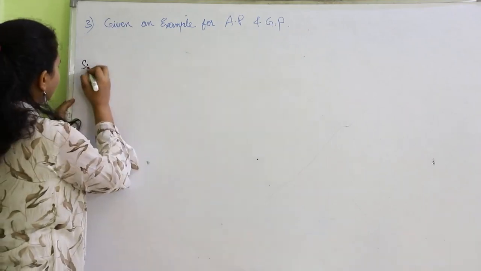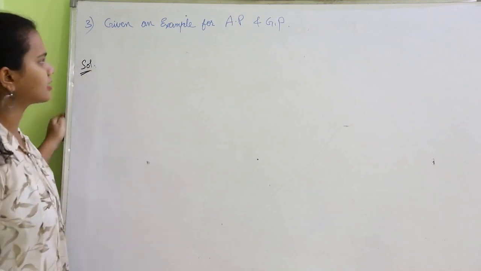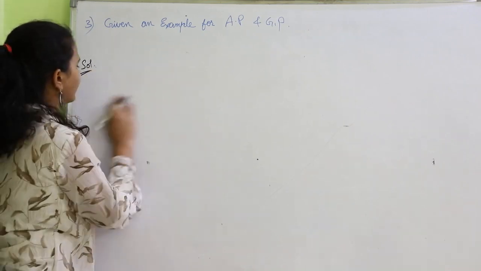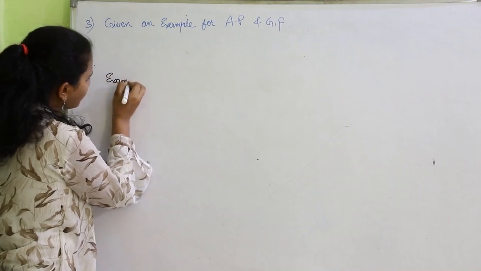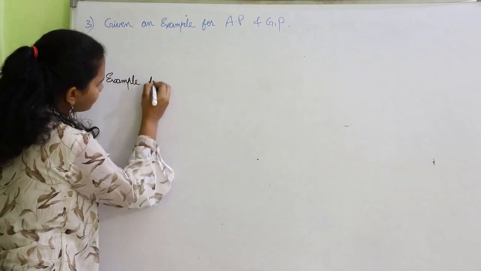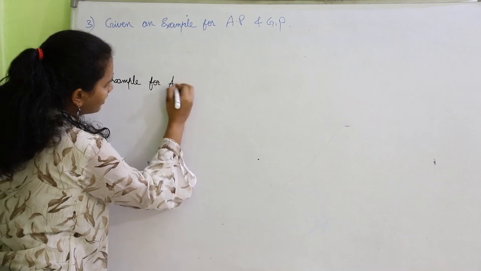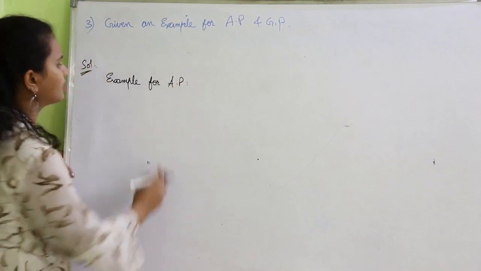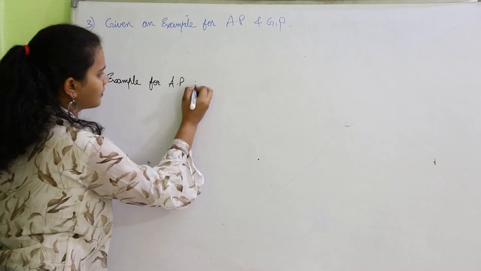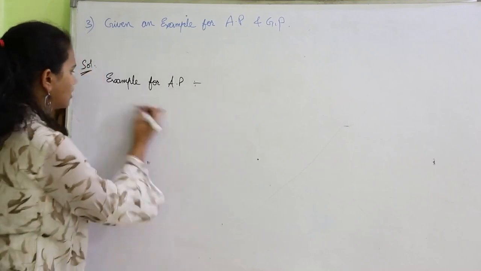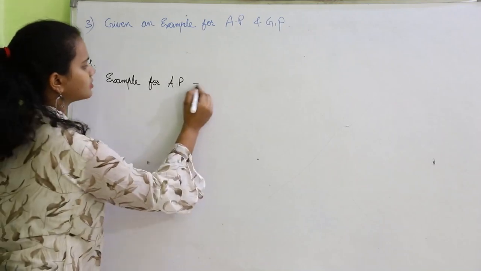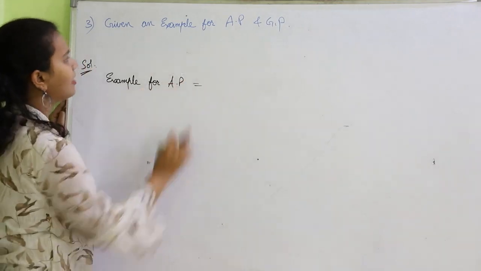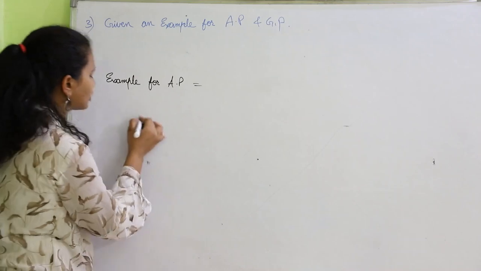Let's take one value here. Coming back to this arithmetic progression, I would like to take 2. So let us start with 2. Example for AP. Here it's not a division symbol, it's equal. Now here AP, arithmetic progression. Let's take 2.